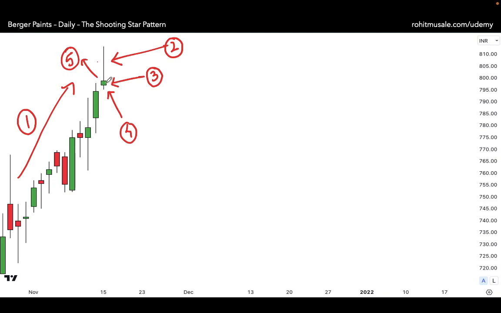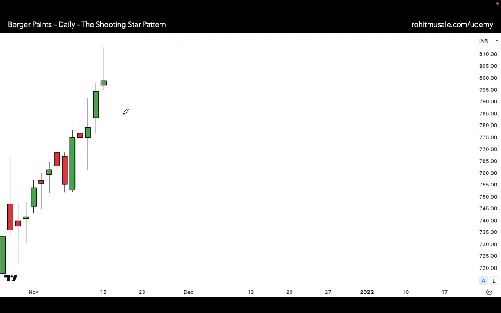Remember, the real body should be near the low end of the trading range. So trading range is high minus low. So it should be near the low. For a hammer, it is opposite. For a hammer, the real body should be near the upper end of the trading range. So something like this. So this is the trading range. So the real body is near the high. Here the real body is near the low. So that's the shooting star pattern for you.